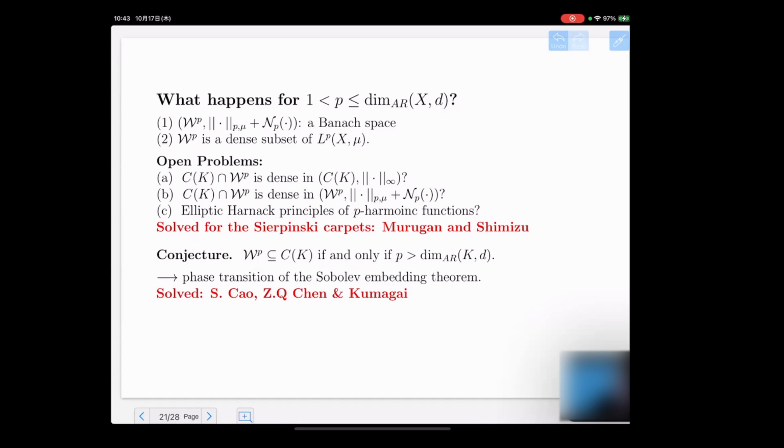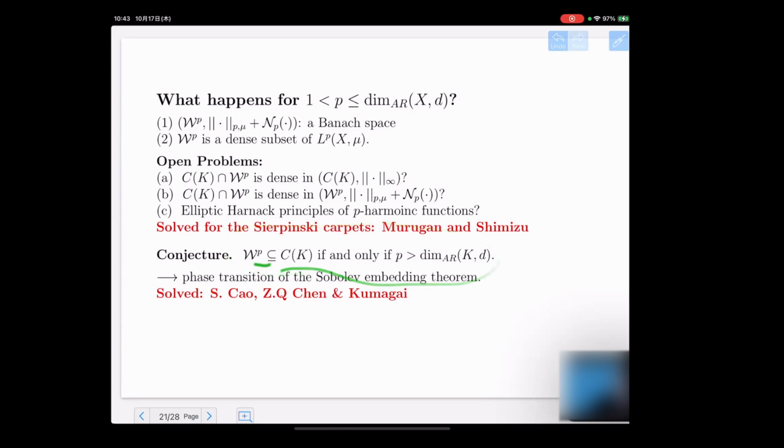And so actually this was solved by Kao Chen and Kumagai in a recent paper. They show that if p is less than or equal to this region, there is an unbounded function, an L^p function, contained in W^{1,p}. If you remember the Sobolev embedding theorem on the ordinary space, there is the same dichotomy.